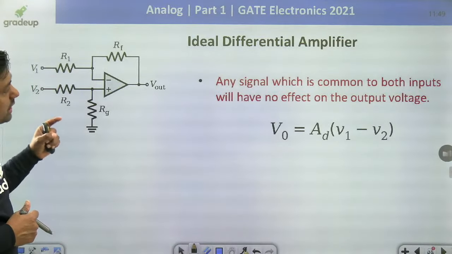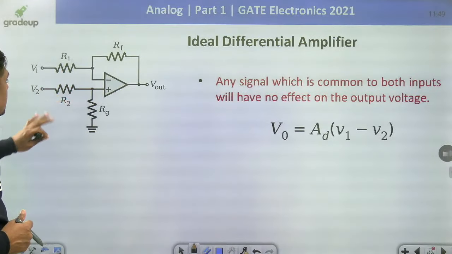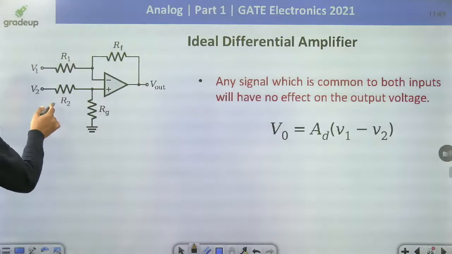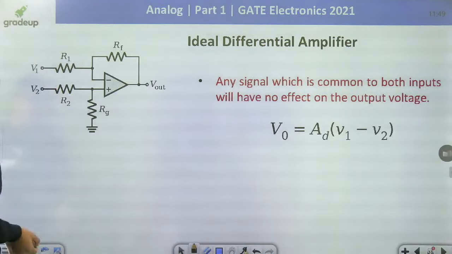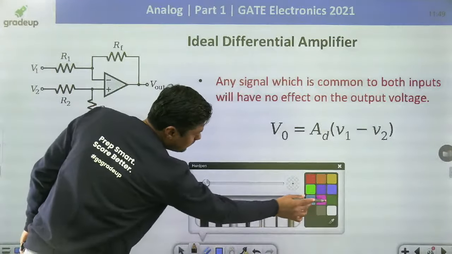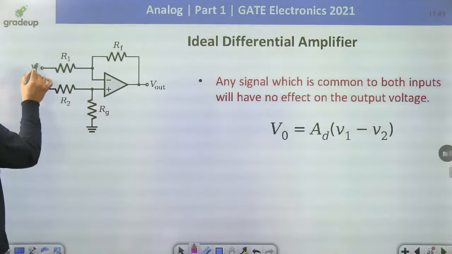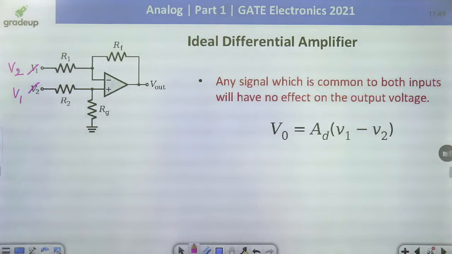Ideal differential amplifier. This is a differential amplifier. Basic diagram of differential amplifier. This is the RF, this is the R1, this is the RG, this is the R2. Sometimes it is V2, sometimes it is V1, don't worry about that. If suppose I am putting V1 and V2 here, then we can write like this. Let it be V1, let it be V2. Or we can write the other way.